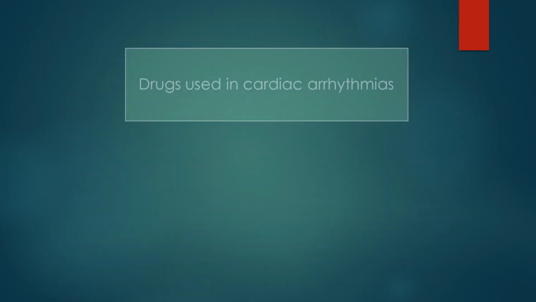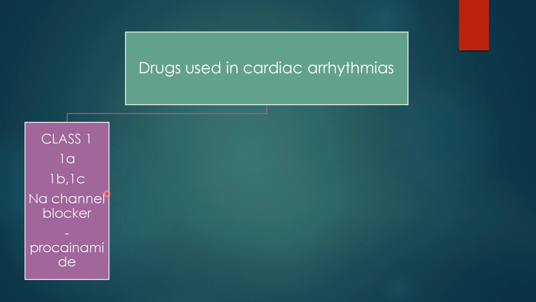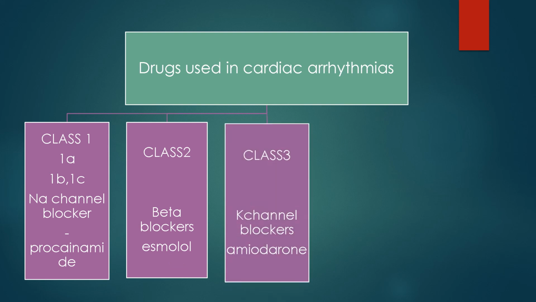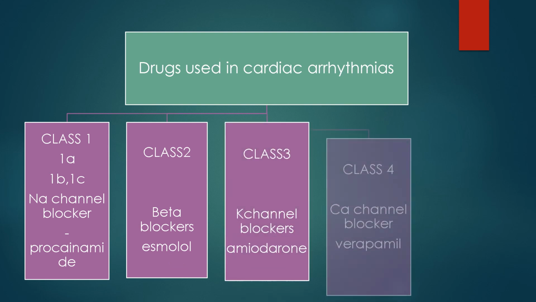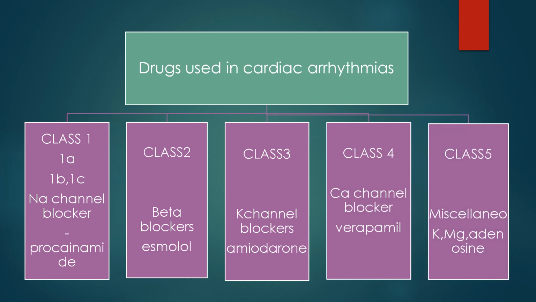So at the end, what are the drugs used in arrhythmias? Class 1, which is sodium channel blockers, divided into 1A, 1B, 1C. Class 2, which are the beta blockers, example esmolol, reducing the conductivity. Class 3 are potassium channel blockers. Class 4 are calcium channel blockers, and one more class has been added, and that is the miscellaneous group, which comprises potassium, magnesium, adenosine.